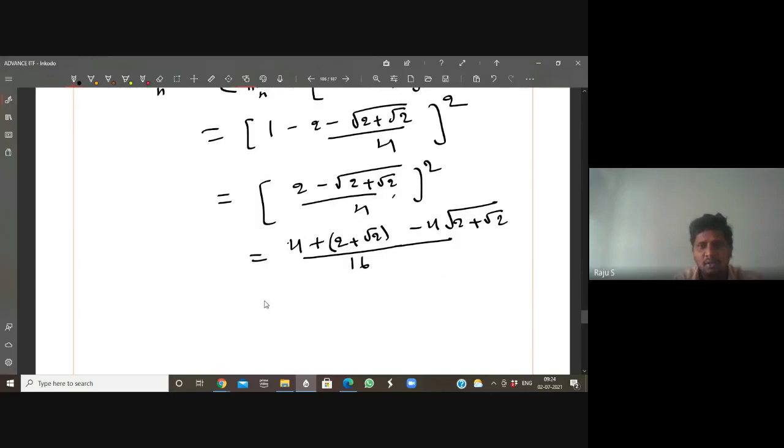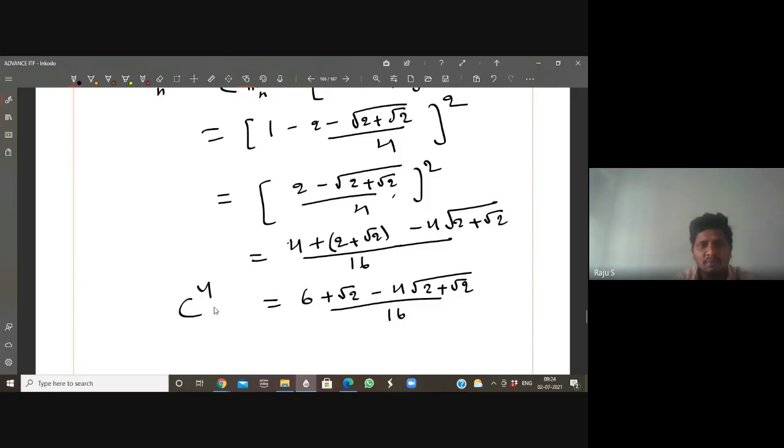Okay. Now here, 2 plus 6, 6 plus root 2 minus 4, 2 plus root 2, all divided by 16. Got the idea? Next, after that, what do we have to do?